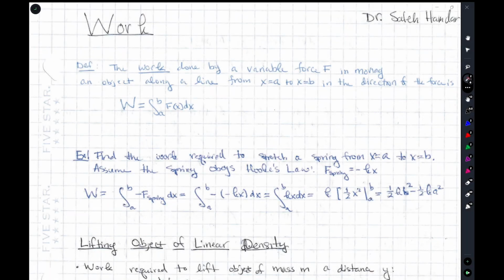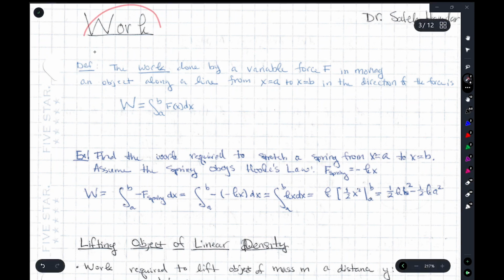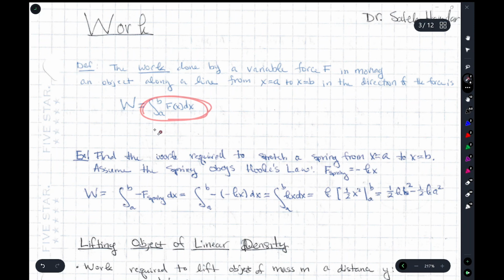Another important setting in which you'll find yourself doing integrations, at least in physics, is with work, computing work. Now, what is work? It's the integral of the force times the displacement. And we do this integration because the force that you apply on an object to move it from point x equals a to point x equals b might vary.